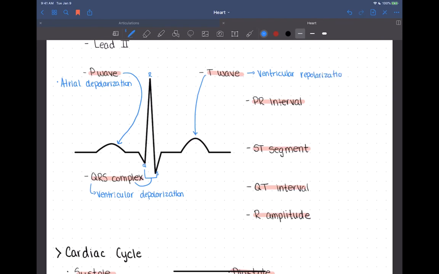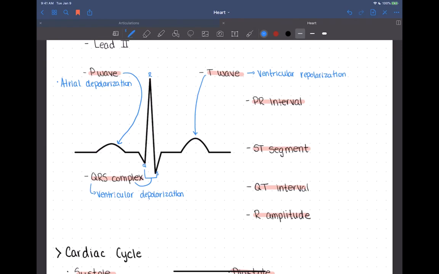Okay, and so those ventricles are going to repolarize, and that's going to happen during that T wave. Generally that T wave is a little longer because repolarization takes a little longer than depolarization. So it's a little longer than the QRS complex.